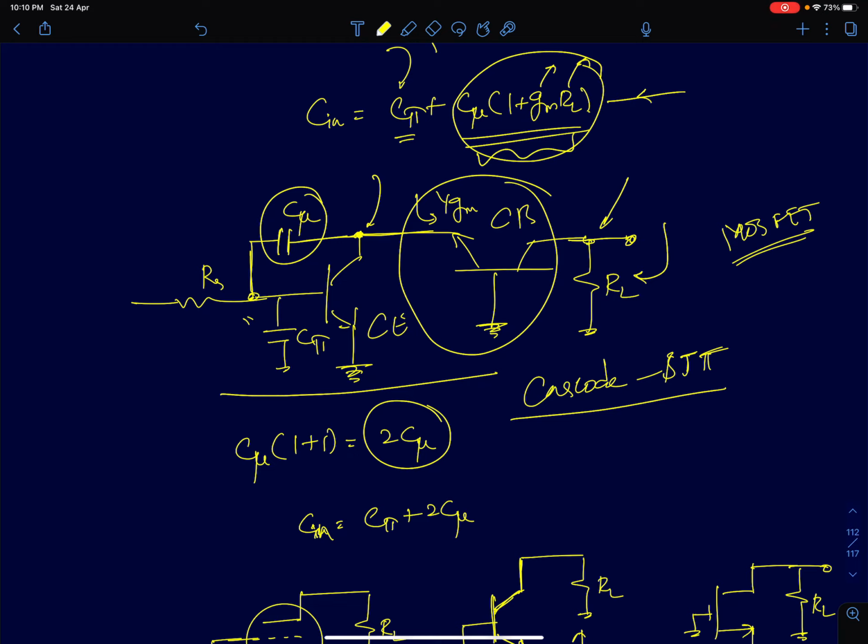If it was a current source load, it's a different scenario. We'll analyze it towards the end of the lecture. So especially when amplifiers are driving resistive loads, we get a huge bandwidth advantage. That's one of the main selling points of cascode amplifier. It comes with other advantages as well. We will discuss as we go on with the lecture.